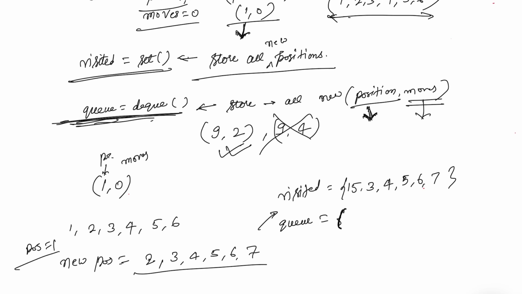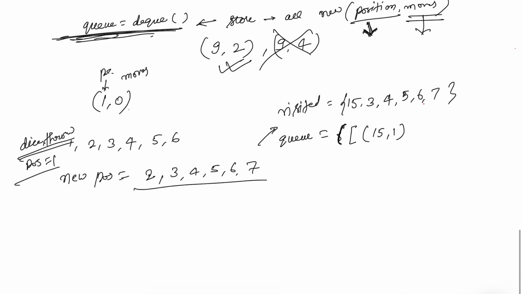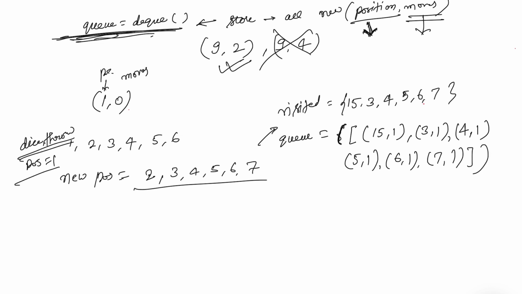So we have stored inside the queue in position and moves format. On the first move, if it has gone to 15, then its value will be position and moves 15 1. If it has gone to 3, then its position and moves will be 3 1. If it has gone to 4, then 4 1. And for 5, similarly 5 1, 6 1, and 7 1. So this will be the queue created.